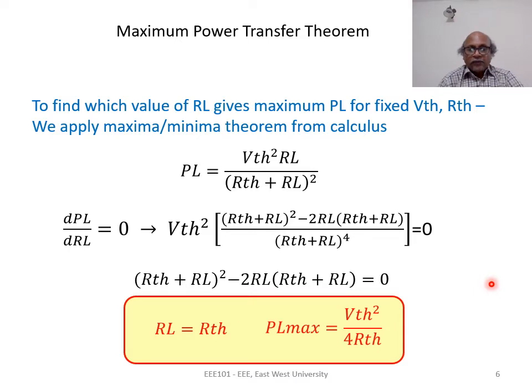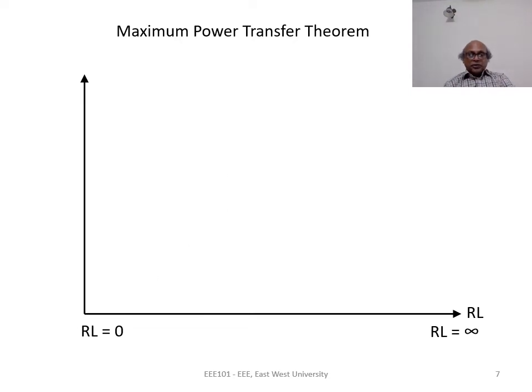Now, before we solve problems, let's look at the nature of variation of PL when RL is varied in a graphical manner. X-axis represents RL, the minimum value RL equal to 0. That means the load is short circuit. Zero resistance represents short circuit. And this point indicates that RL is equal to infinity, the maximum value of a resistance, and RL equal to infinity represents open circuit.